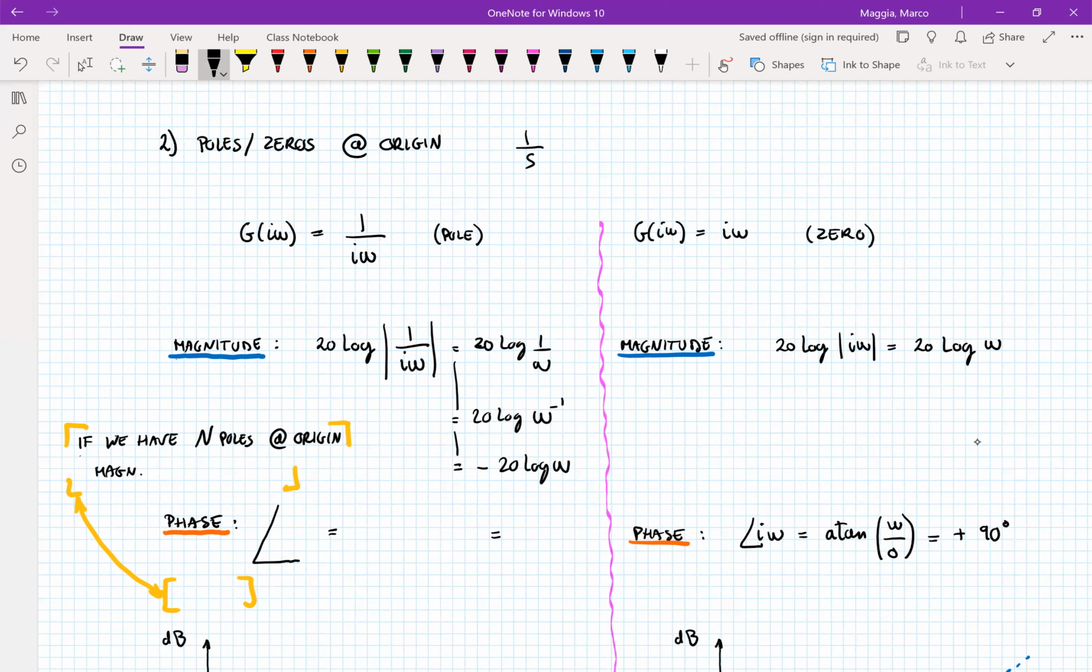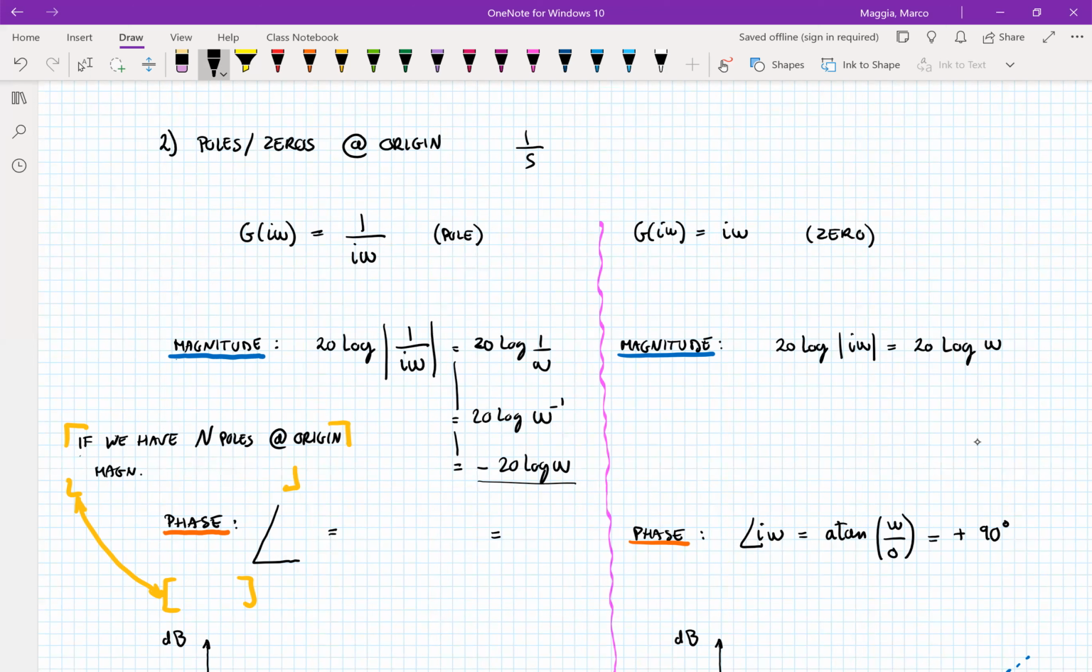Let's say we consider a frequency of 10 radians per second, then the magnitude ratio is minus 20 times logarithm of 10, which is 1, so minus 20. And if we increase by 1 decade, so we get to a frequency of 100, the logarithm of 100 is 2, and minus 20 times 2 is minus 40. So we went from minus 20 to minus 40. So in 1 decade, we decreased by 20 decibels, and that is linear in the logarithmic scale.